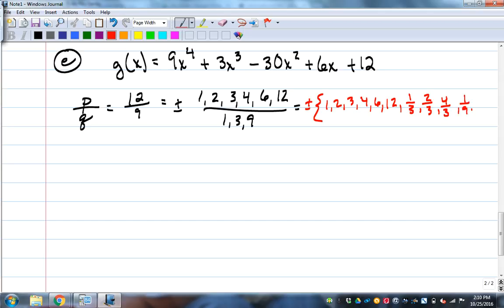So that's 1/9, 2/9, 1/3, 4/9. Ran out of room there. 6 over 9 is 2/3. I've already got 2/3. 12 over 9 is 4/3. I've already got that. So there's my list, P over Q. Possible rational zeros for that polynomial.